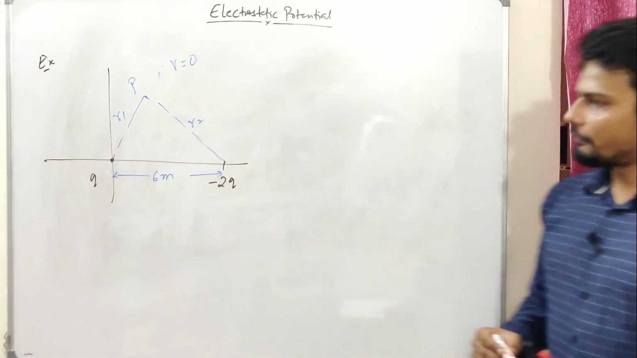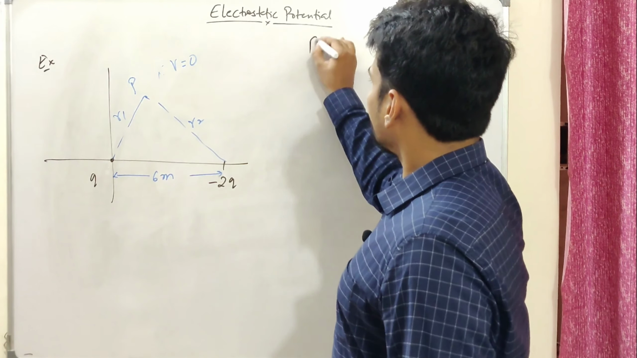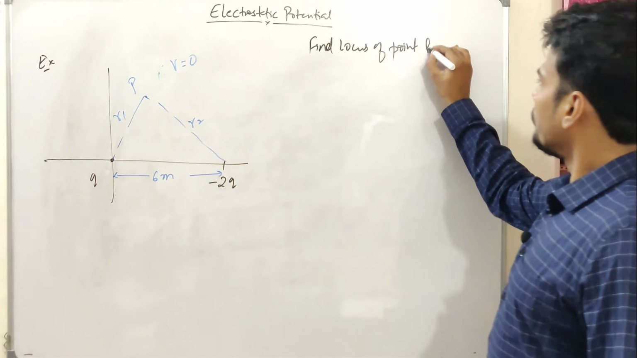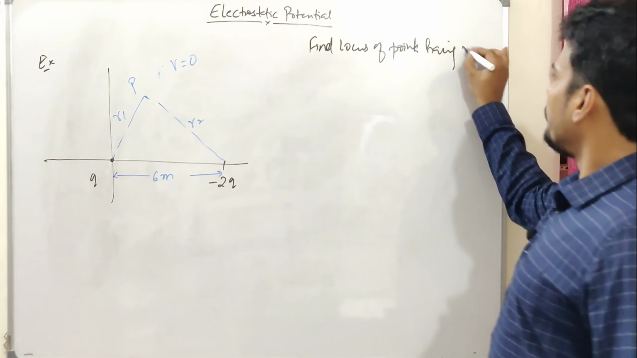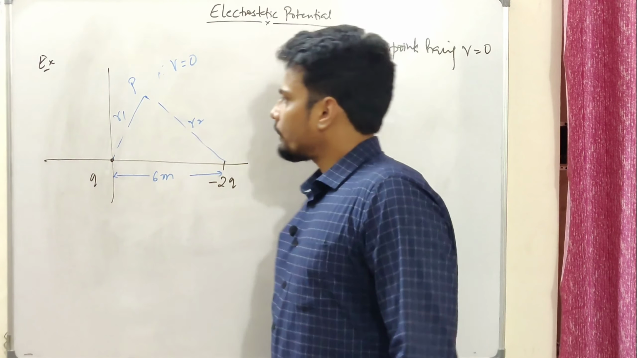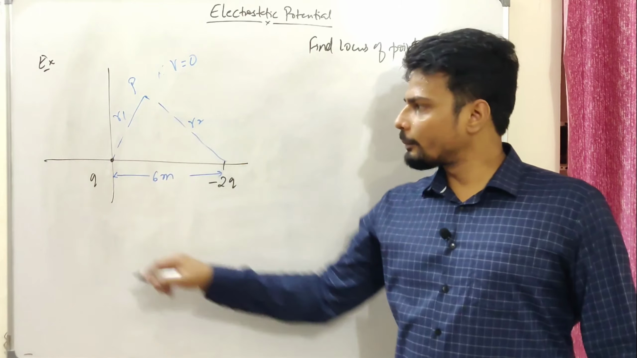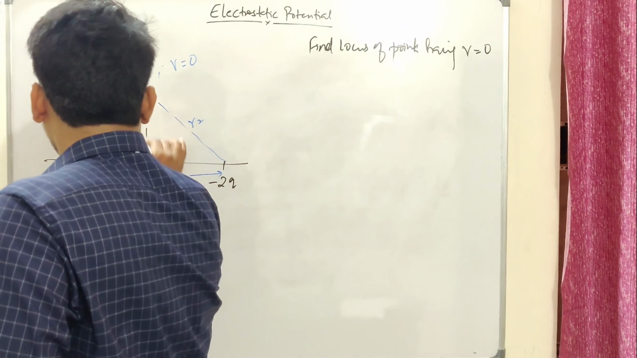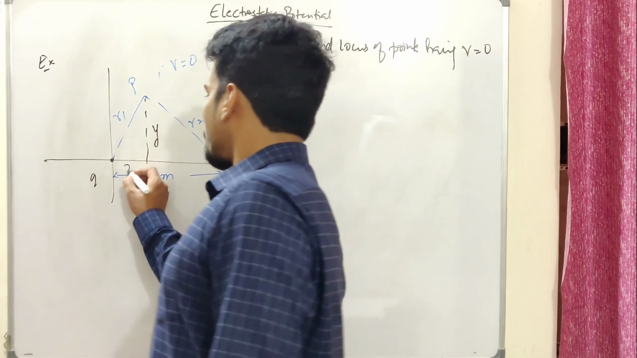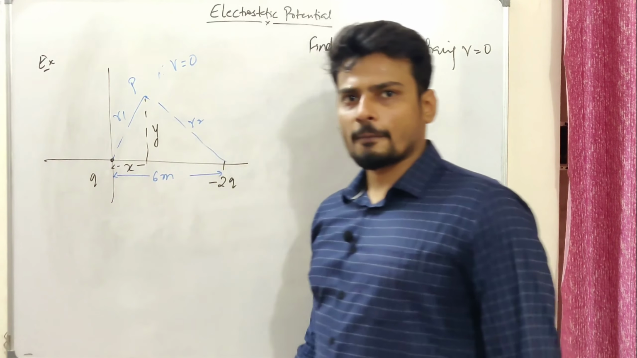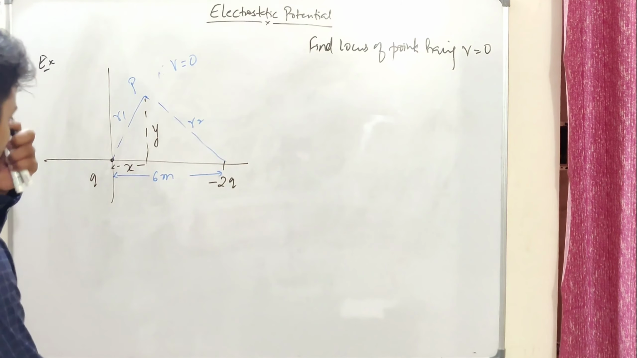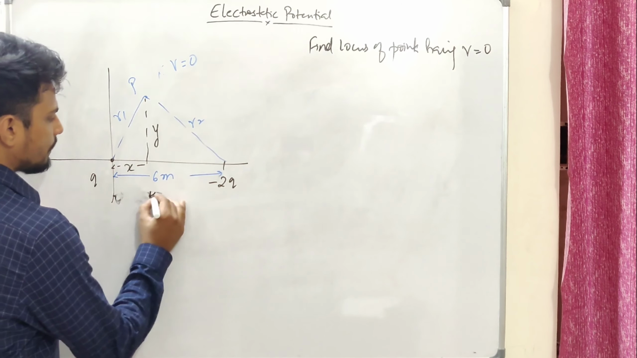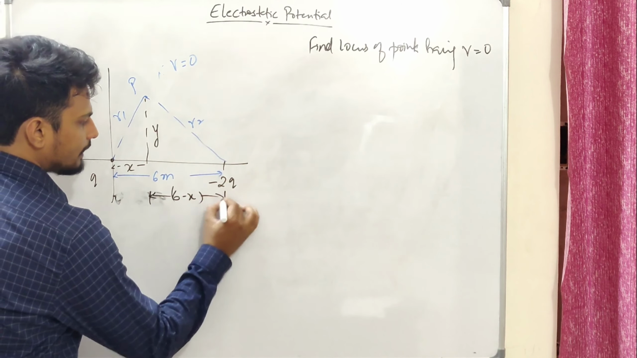Now my question to you: find the locus of points having V equal to 0. Simple as that. It's not like only one point could be there; there could be multiple points at which the potential could be 0. So that's what we have to work out. Let's say this point is at a height of y from here and the distance is x from here. If this distance is x, I'm sure you agree this distance is going to be 6 minus x.